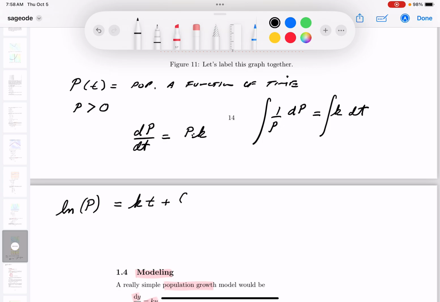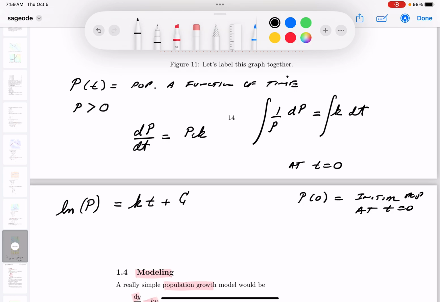Now, this is the part where students often get confused. What I want to talk about is that at t equals 0, something's going to happen to this problem. And c is actually going to equal the natural log of P0, where P0 is going to be the initial population, and that's at time equals 0.